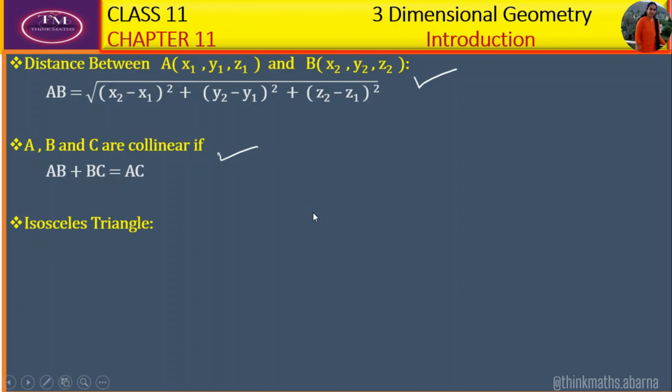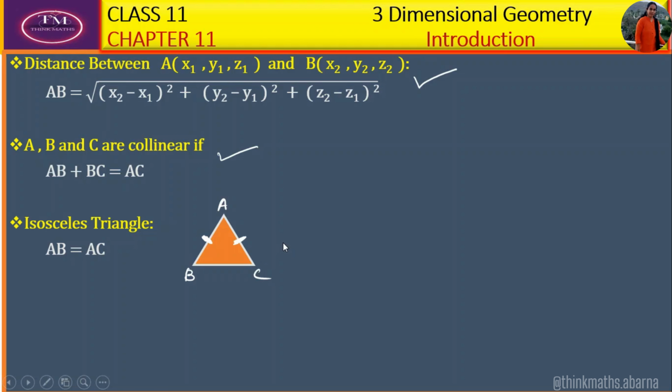Next is the isosceles triangle. What do you mean by an isosceles triangle? Yes, you all know that two sides are equal. A, B, C. In an isosceles triangle, two sides will be equal in length, and two angles will be equal. If you want to prove that these 3 points form an isosceles triangle, then you should prove that two sides are equal in length. AB should be equal to AC. This is the condition for an isosceles triangle.